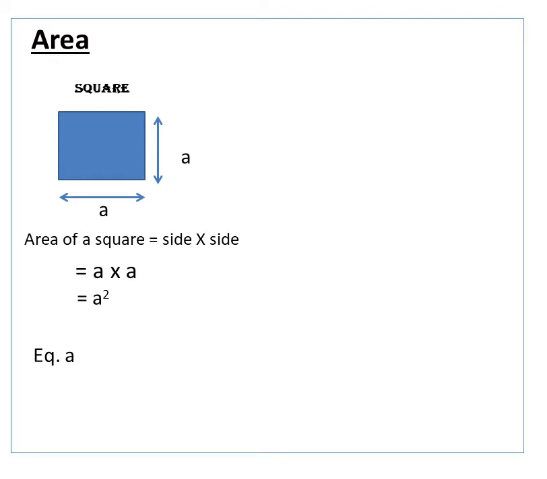Okay, so let's see an example. Let's say A is equal to 5 centimeters. That means this measure A is equal to 5 centimeters. What is the formula of the area? It is side into side. So it will be 5 centimeters into 5 centimeters. When you multiply 5 by 5, you get 25. Centimeter into centimeter is centimeter square. Always remember the unit of area is centimeter square.